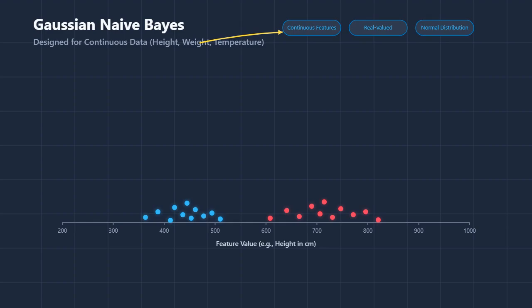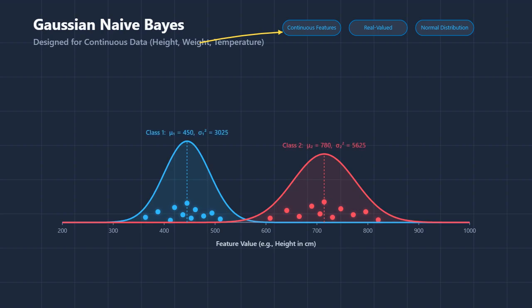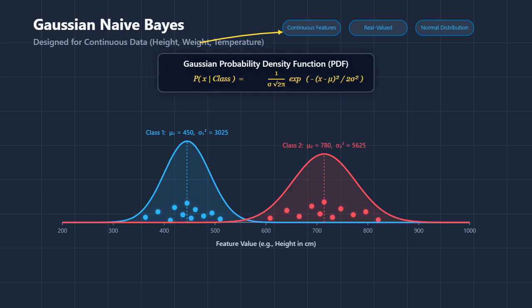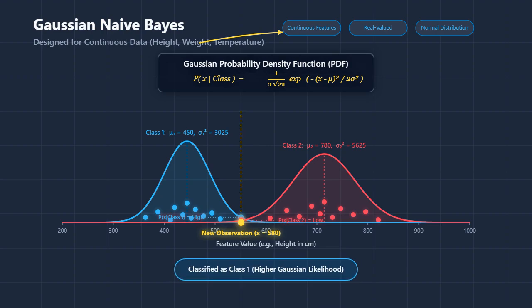Naive Bayes isn't just for text, it adapts to different data types through specialized variants. First, we have Gaussian naive Bayes, which is designed for continuous, real-valued data like height, weight, or temperature. Instead of counting word frequencies, we assume that the continuous values associated with each class follow a normal, or Gaussian, bell curve distribution. We calculate the mean and variance of the features for each class, allowing us to estimate the likelihood of any continuous value using the probability density function of the normal distribution.